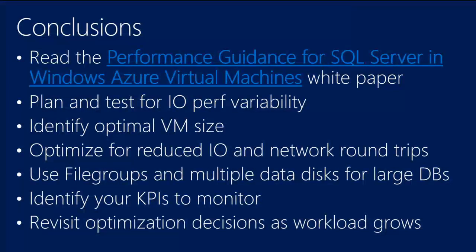Optimized for reduced I/O. There's several ways you can do that. And also consider if there's any way you can change your actual application architecture to reduce network round trips. If you're using multiple data disks, use file groups for striping. Figure out which are your key performance indicators and keep monitoring them over time.